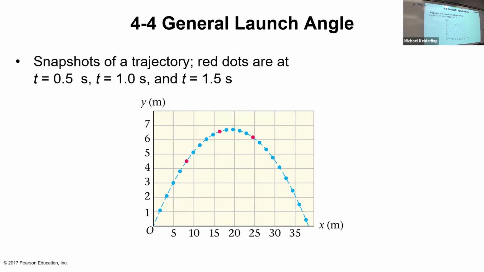So here's an example. These are snapshots of a trajectory. The red dots are at 0.5 seconds, 1 second, and 1.5 seconds. You go up and down, just like before. Horizontally, you're moving at a constant velocity. Vertically, you slow down. You reach zero velocity in the y direction, and then you speed up in a negative direction on the way down. You get a parabolic path that looks like that.